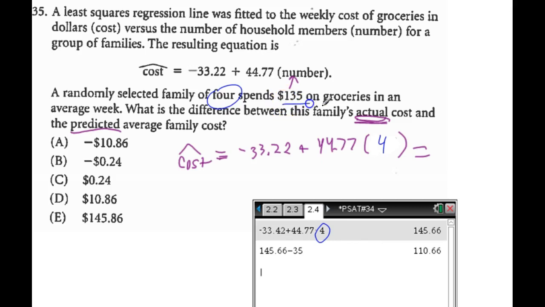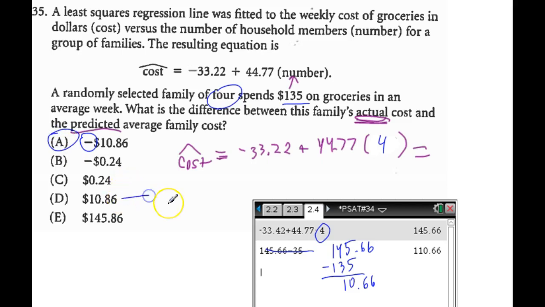Now this family only spent $135, so if you subtract those, let's see, I didn't type that in right. So 145.66 minus 135 would be 10.66, right? So 10.66, and is it increasing? Let's see, what is the difference between the family's actual cost and the predicted? So actual cost minus predicted, if I did it that way, it actually would be a negative $10. And so I believe that would be the right answer there.